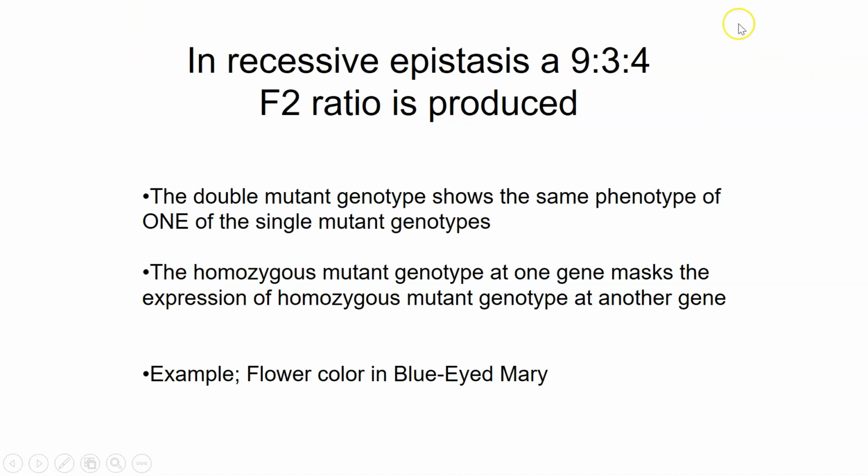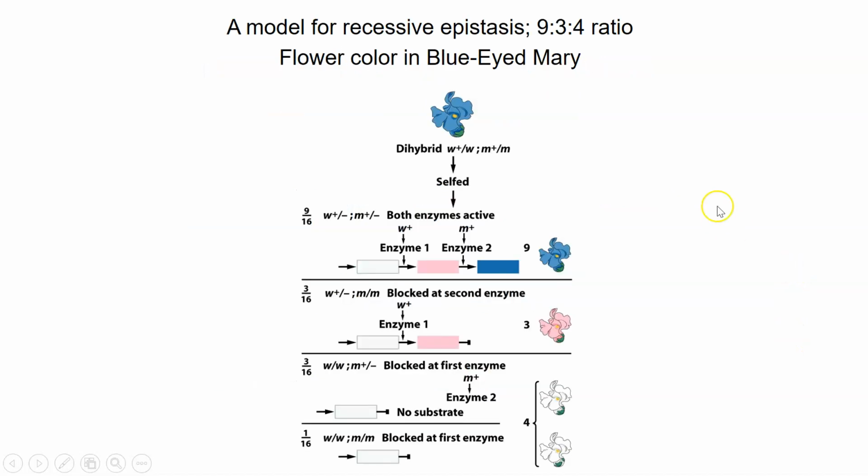In recessive epistasis, the F2 ratio in a dihybrid cross is not 9:3:3:1. It's 9:3:4. And let's look at that altered ratio in blue-eyed Mary. All right, so blue-eyed Mary can have blue or magenta or white flowers. And the flower color is determined by two genes, the W gene and the M gene.